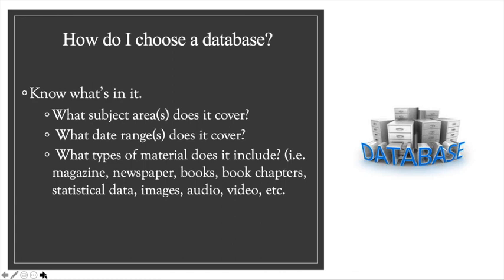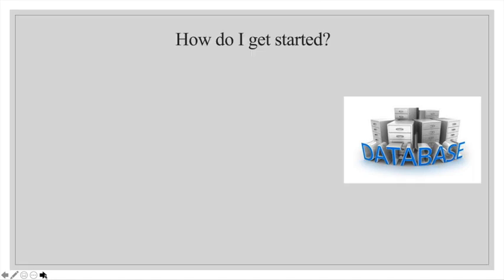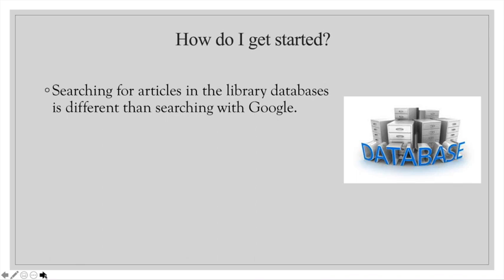So it's important really to understand these three things: the subject area, the date ranges, and the types of material that it covers. That will help you narrow. You'll go from seeing lots and lots of databases to begin to narrow to a particular database, or even two to three different databases that you might target to find your search. So how do you get started?